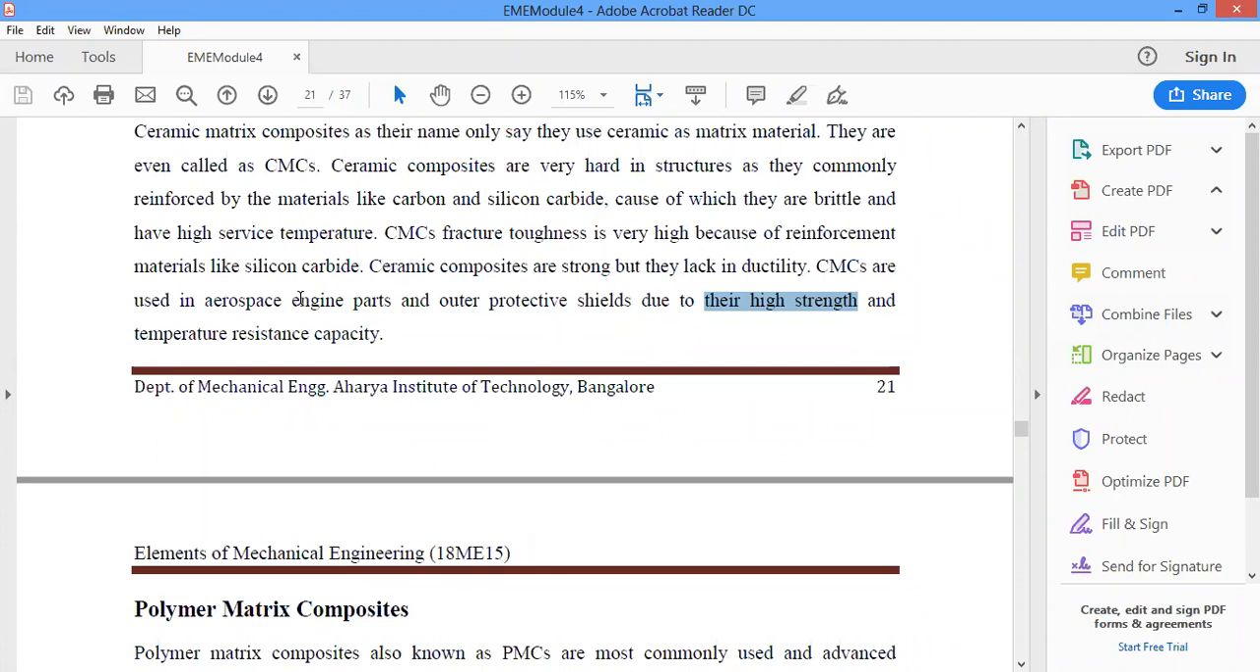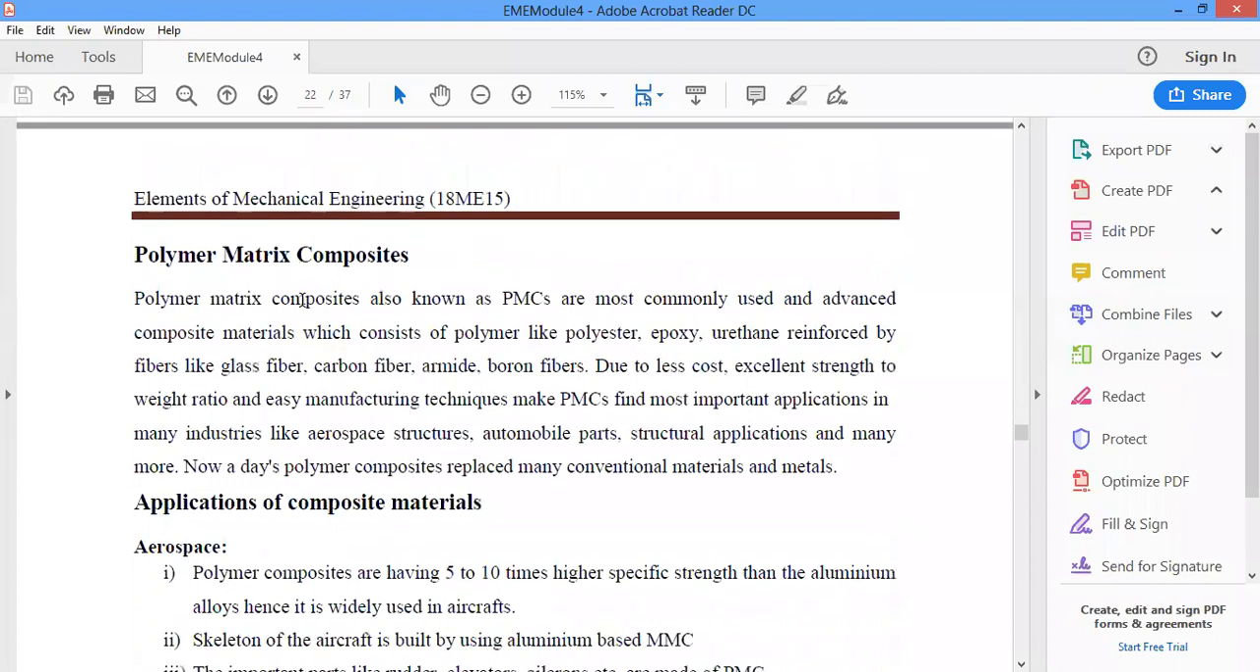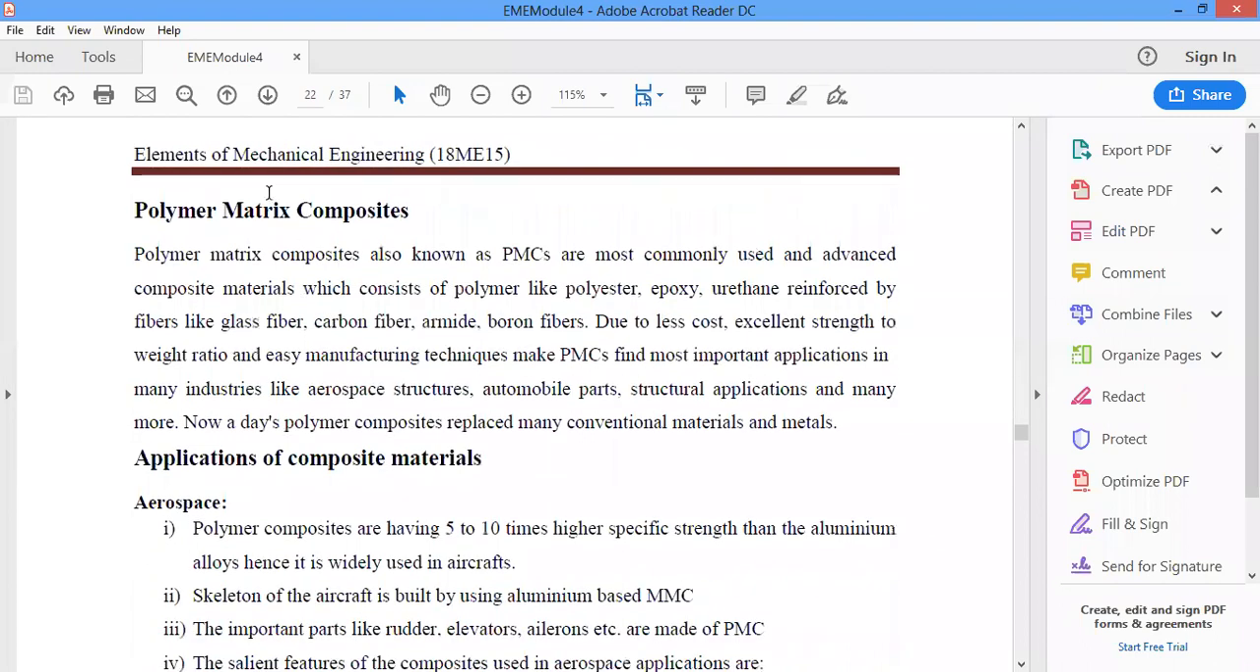So in those places, they will use ceramic matrix composites because of its brittle nature. Right. Polymer matrix composites, right? Generally they are made using polyester, epoxy, urethane, and many other polymers. That will usually be in the form of a semi-liquid state, which will be spread in a box for the shape in which it has to be molded, right?